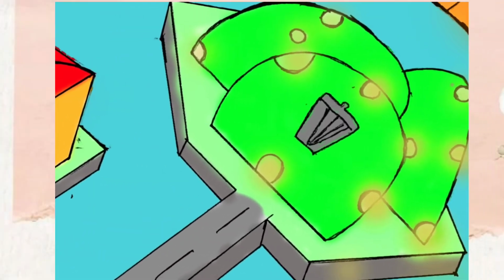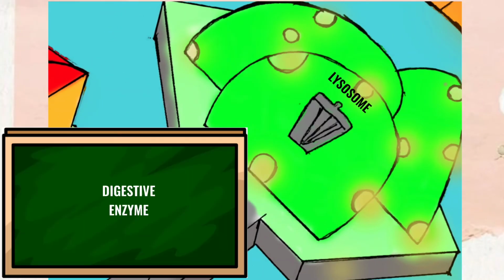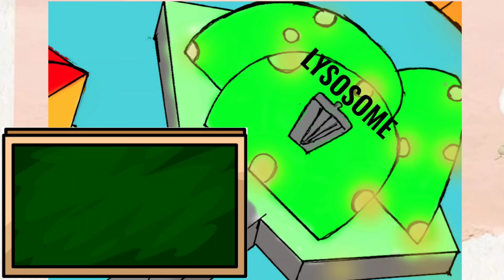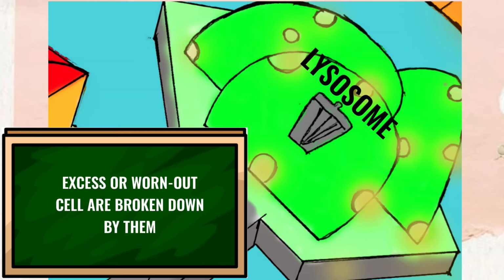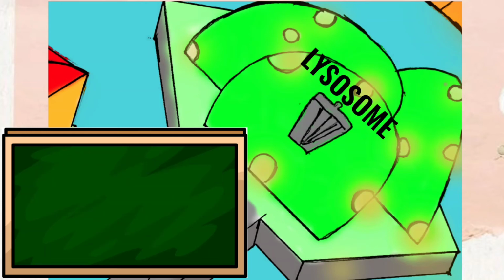Second to the last is the lysosome, or the recycle area of the cell. A lysosome is a digestive enzyme-containing, membrane-bound cell organelle. Lysosomes play a role in a variety of cellular functions. Excess or worn-out cell parts are broken down by them. They can be used to kill viruses and bacteria that have infiltrated the system.